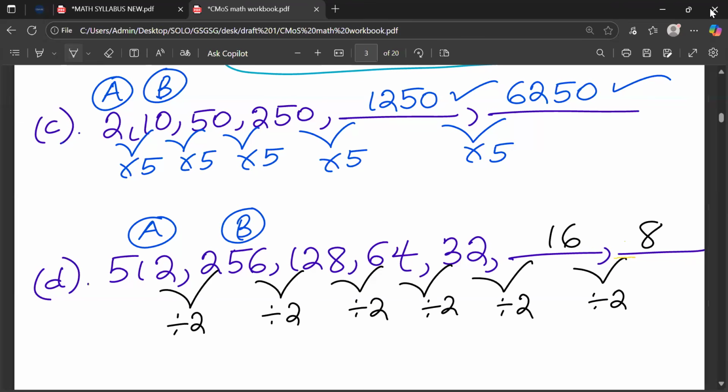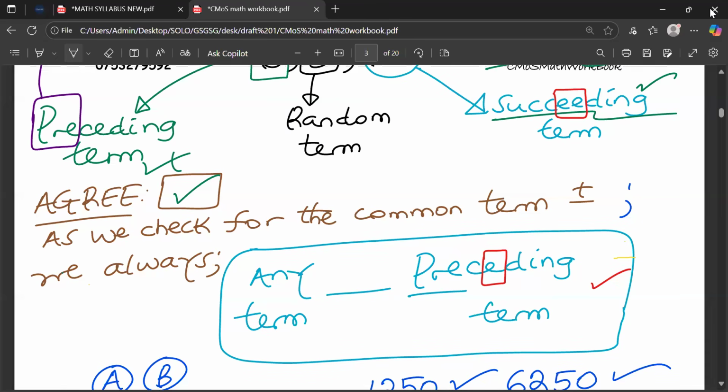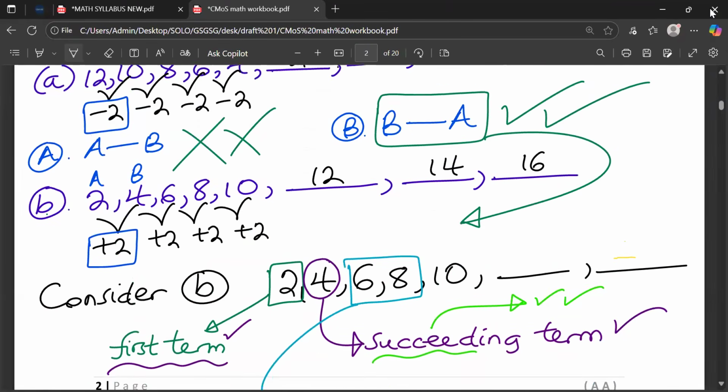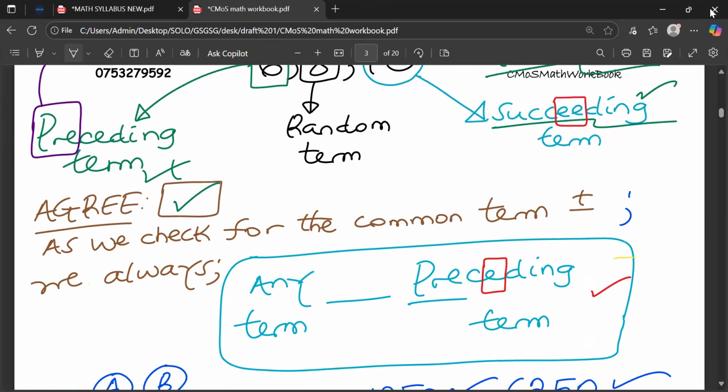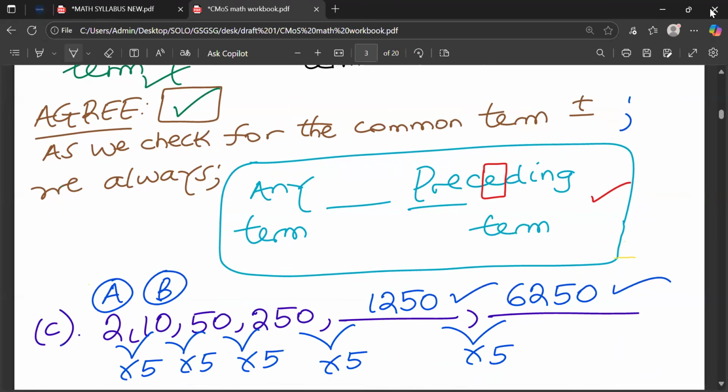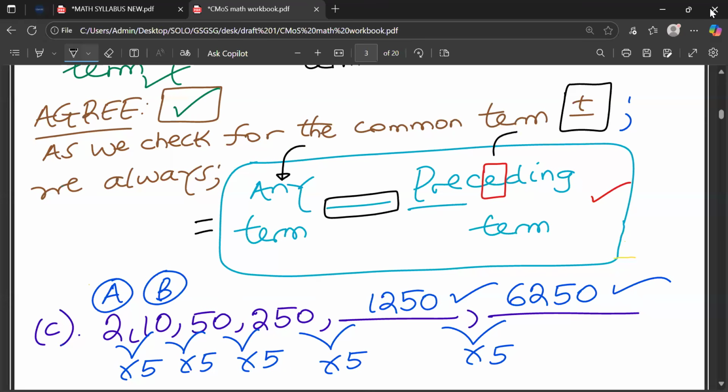So I really want you people to borrow that idea. This idea we have been dealing with. You see this first of A and B. In A, we are subtracting 2. In B, we are adding 2. So I came here and made a statement and said that let's agree that as we check for the common term, we are either adding or subtracting. This is the format we always follow. We always go for any term, then we subtract the term that is coming before, or what I call the preceding term. You understand?